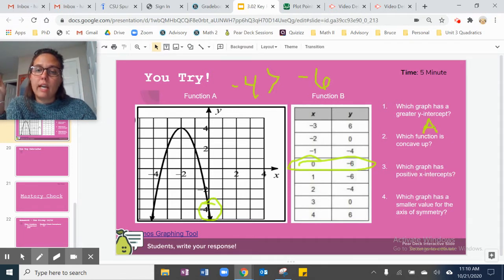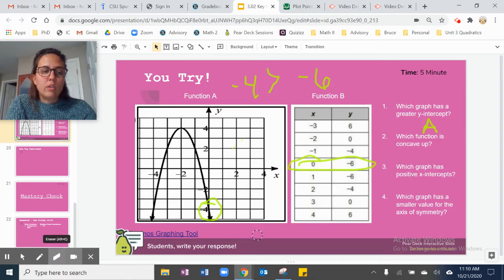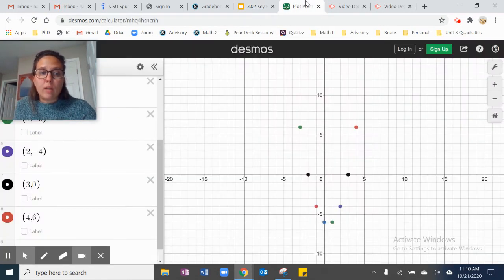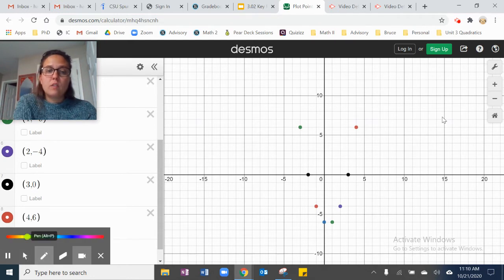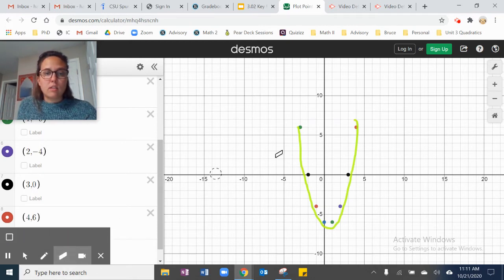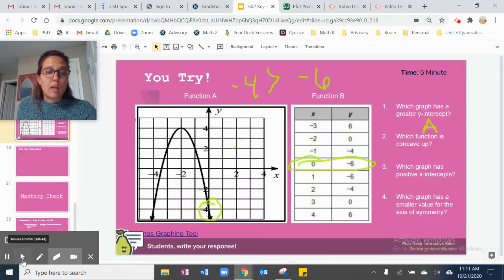Which function is concave up? Well, we know it's not our graph, right? Like it's facing downwards. That's easy to see. But is our table? Well, you can do it in your head, or you can plot it on Desmos. I went ahead and plotted it on Desmos real quick. And we see that if we connected our dots, this would be a graph that is concave up. So that means that function B is concave up.